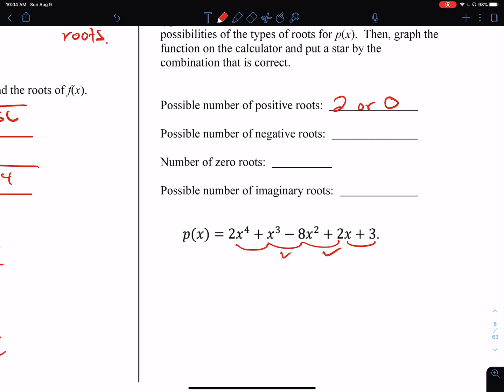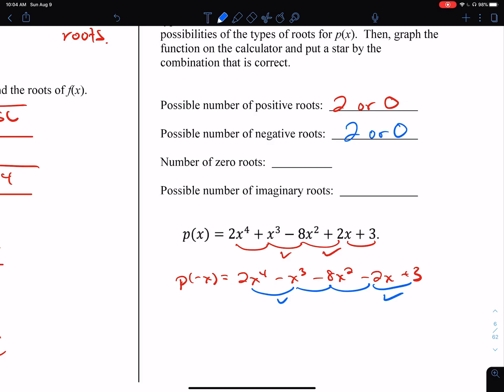Possible number of negative roots. To do this, we have to examine p of negative x. If you put a negative in and the exponent is even, it remains how it is. If the exponent is odd, it changes signs. So it's even, stays the same, odd changes sign. Even stays the same, odd changes sign. No variable. How many sign changes are here? 1, 2. There are 2 sign changes. Possible number of negative roots, 2 or 0.